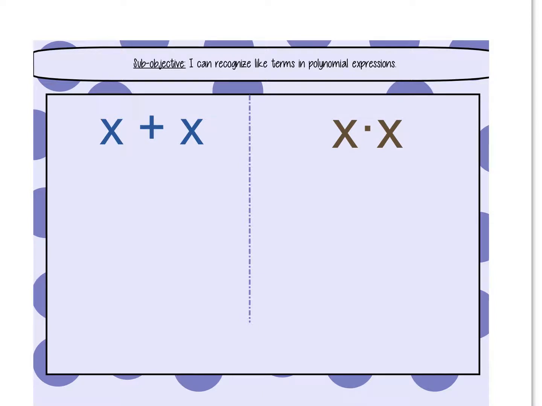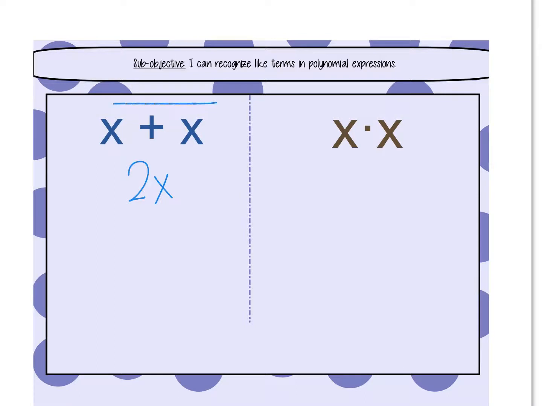All right, so one area that students tend to struggle or get confused is the difference between x plus x and x times x. So x plus x, I'd like you to go ahead and do that right now. So x plus x is 2x. If I have an x and I add another x, I have 2 x's.